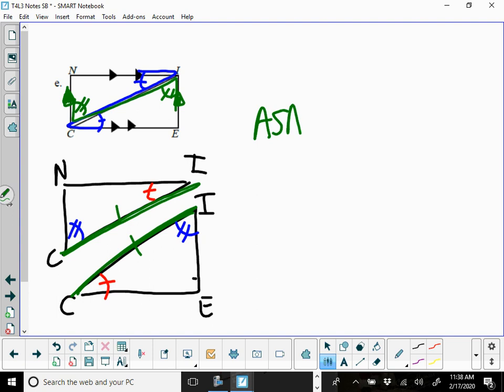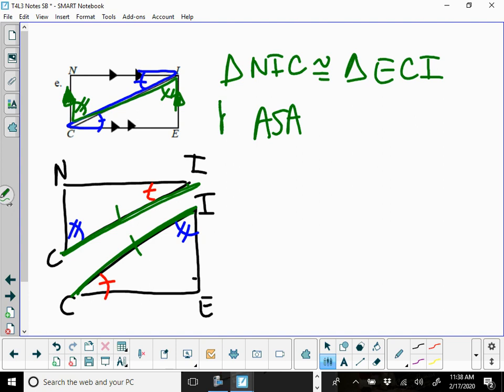All right, so now we've just got to label our triangle. So we're going to say triangle NIC is congruent to triangle. All right, N corresponds to E on the other triangle. We're going to go to I, which is the red angle for me. So it's going to be ECI. Okay, and that is by angle side angle.